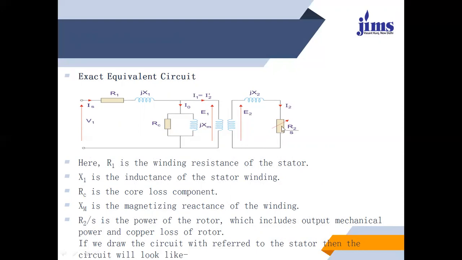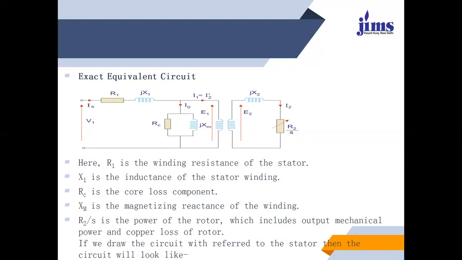This part is indicated as the rotor, where the rotor reactance is based upon the slip. Whenever the load is varied, the reactance will change, so we indicate it as R2 upon S. Here R1 is the winding resistance of the stator, X1 is the inductance of the stator winding, RC is the core loss component, XM is the magnetizing reactance of the winding, and R2 upon S is indicated as the power of the rotor, which includes output mechanical power and copper loss of the rotor.